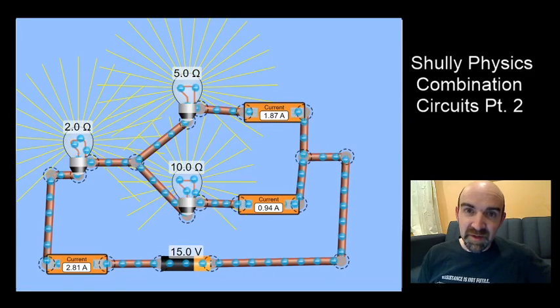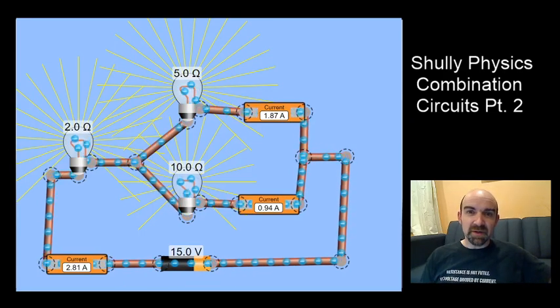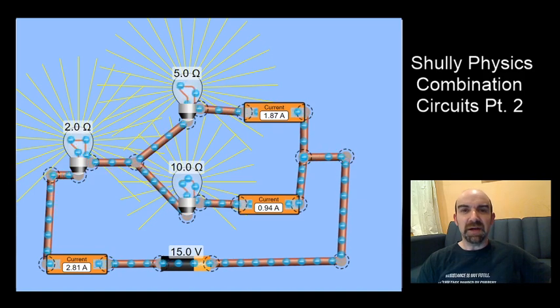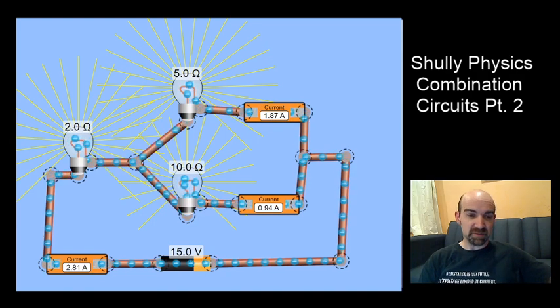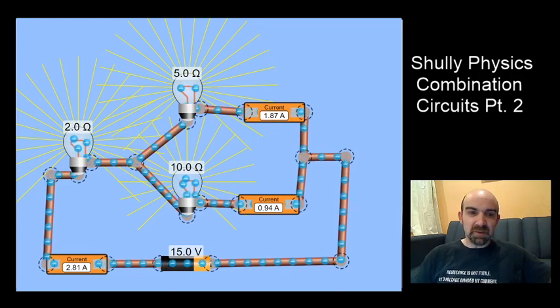This is Scholle Physics Combination Circuits Part 2. In this brief segment, you're going to learn how to calculate the current through each individual branch in a parallel section of the circuit. So here we have a very similar circuit to Part 1.